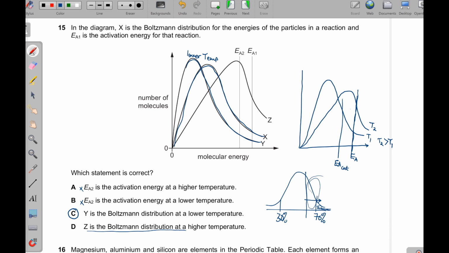Z is the Boltzmann's distribution at a higher temperature. At a higher temperature, yes, it is supposed to go to the right of this one, but the peak here has to be below this, because the number of molecules with that average energy has reduced. You see that? It reduces when it comes to this.